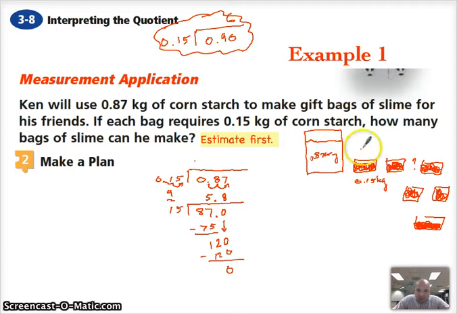So how many total bags? Realistically, we're talking about he can fill only 5 bags. So our answer is not 5.8, it is 5 complete bags.